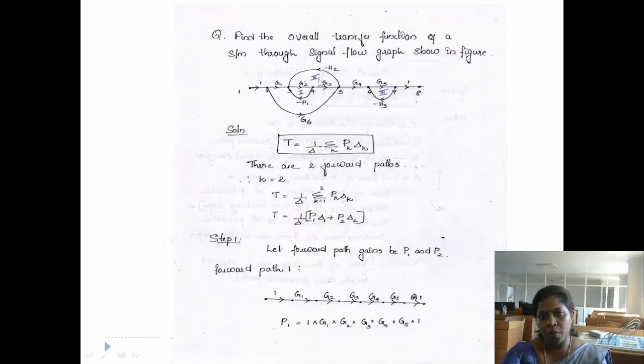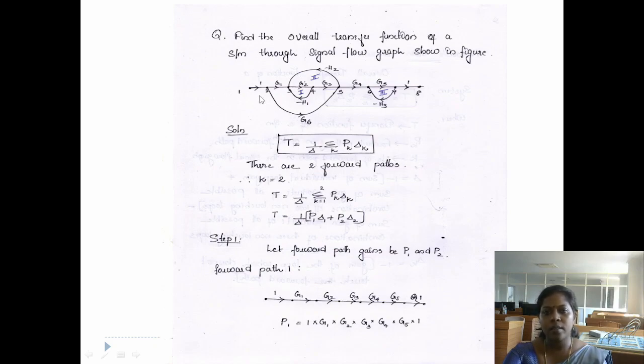So this is our problem. Find the overall transfer function of a system through the signal flow graph shown in the figure. Okay, so this is the signal flow graph. We know the signal flow graph. So this is our given diagram. For this signal flow graph we have to find the transfer function using the formula T is equal to 1 divided by delta summation k pk del k.